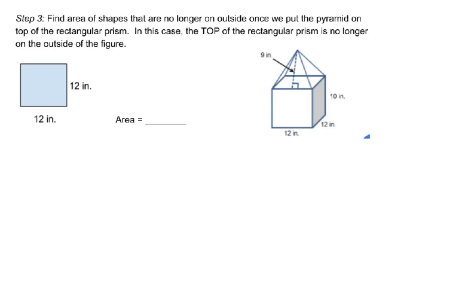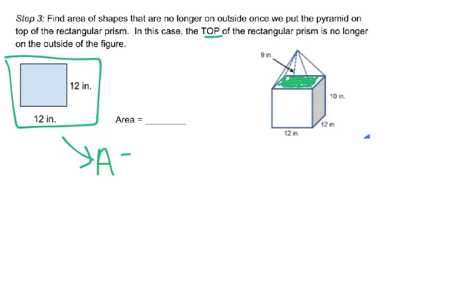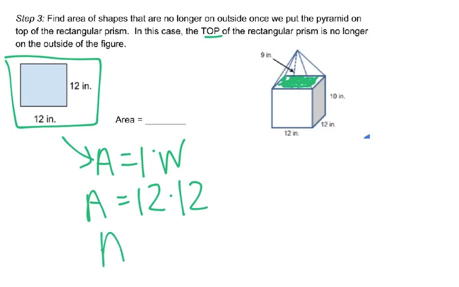Remember, once we place that pyramid on top of the rectangular prism, we want to recognize what gets covered up that we included in our formulas. And we notice the top of the rectangular prism is getting covered up, and so we need to subtract that. It is shown over here, it's going to be a square with dimensions of 12 by 12. So the area formula is length times width. 12 times 12 is 144 inches. So that's our area that we're going to subtract in the next step.